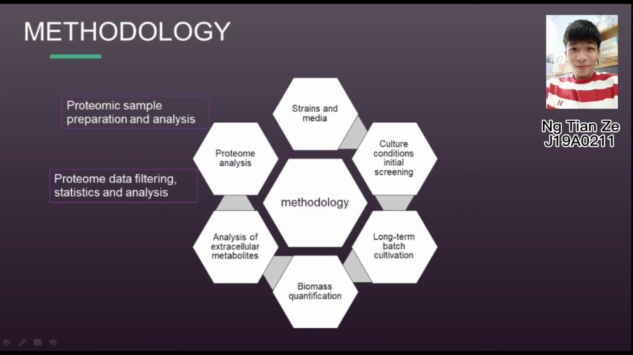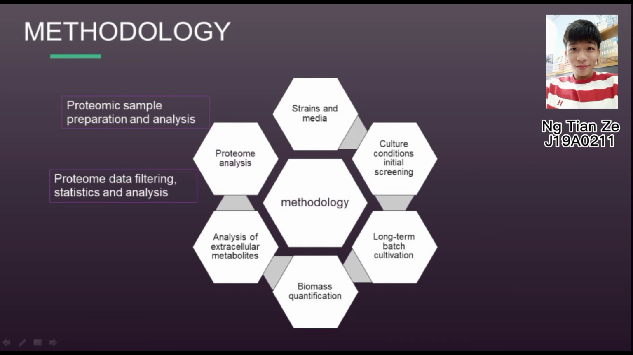After the long-term batch cultivations, it will undergo the process of biomass quantification. Biomass was quantified by measuring the cell dry weight concentrations. The sample will pass through a pre-weighed membrane filter with a pore size of 0.2 micrometer by a vacuum filtration unit. The filter will be dried and weighed to determine the cell dry weight concentration in the culture.